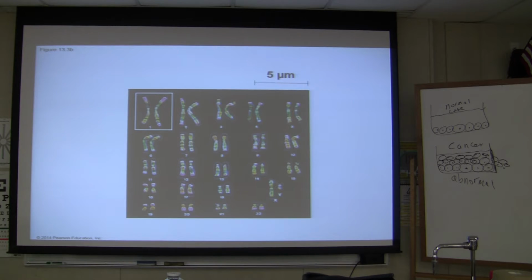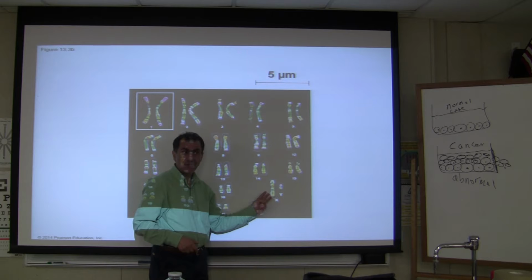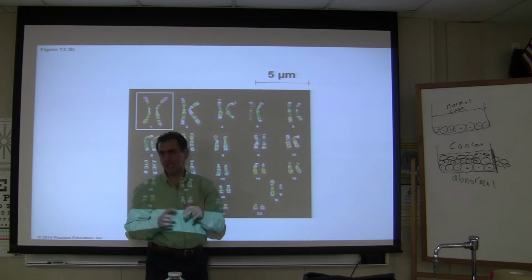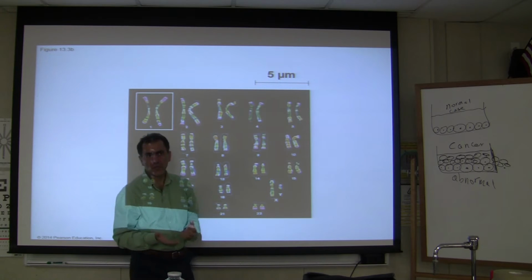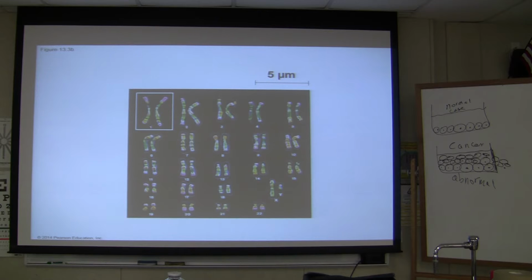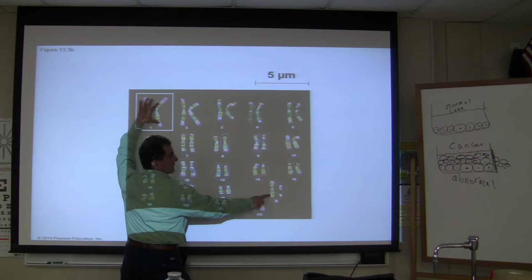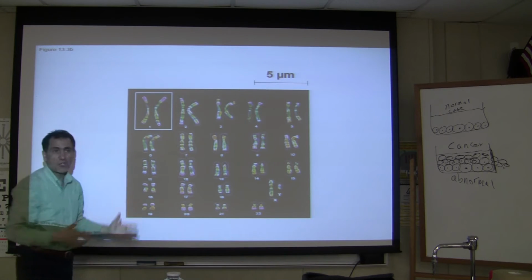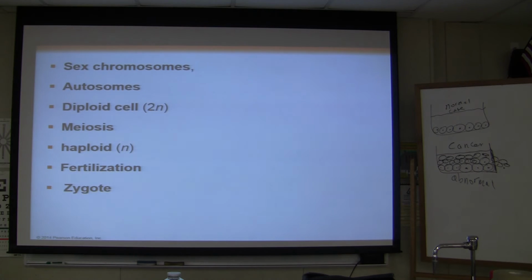There are some abnormal cases where some people have XX and a Y, or some women have three X's, XXX, or XYY. Those are abnormal variations, which we will talk about a little bit in chapter 14. But that's a normal case. And these are homologous pairs, chromosomes that are the same length. This chromosome and that chromosome are not homologous. These two are the same length. They code for the same inheritable material.